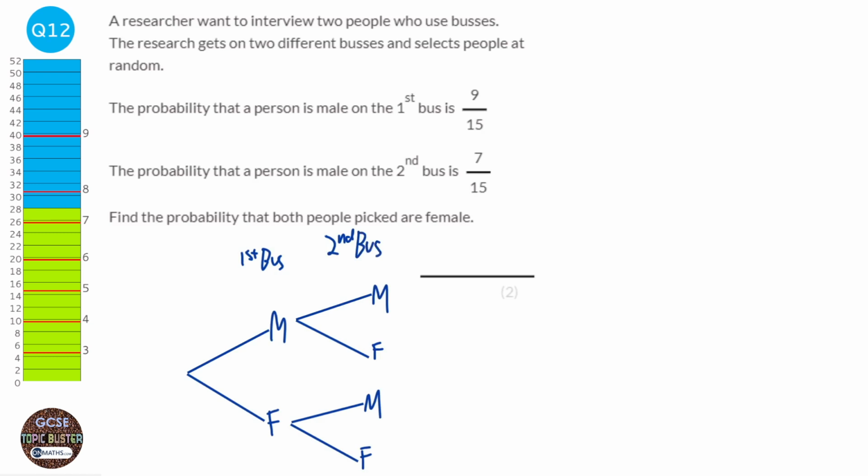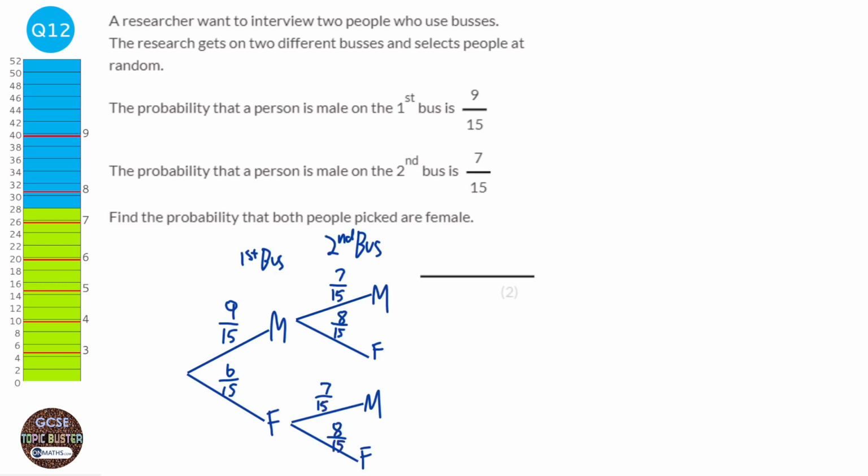So the probability of male on the first bus is 9 over 15. And therefore the probability of female is 1 minus 9 over 15, which would be 6 over 15. Male on the second bus is 7 over 15. And so female would be 8 over 15, because they need to add up to 1. And it's independent, so these will be the same.